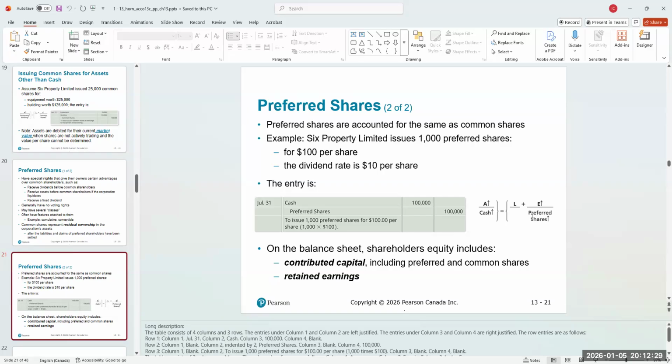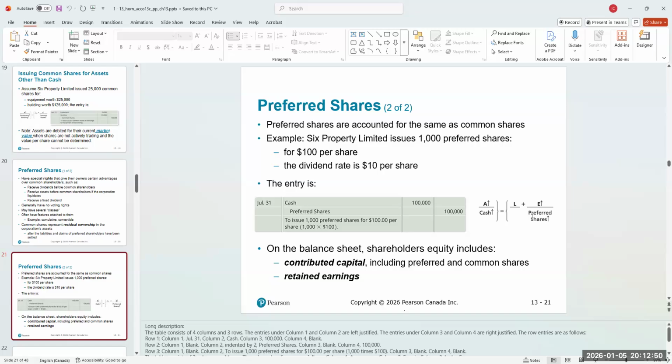And they pay a fixed dividend of 10%. So what we're going to do is debit the cash account with $100,000 and credit the preferred shares account with the same amount. As you can see, we're not just saying shares now. Now we start distinguishing common shares and preferred shares.